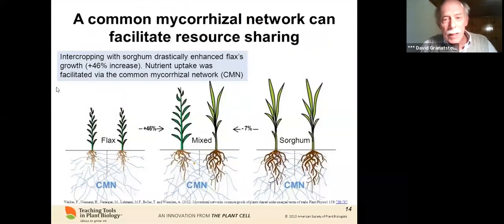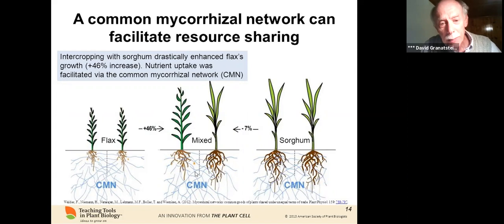And there are also things happening below ground. For example, here's a study that was done on intercropping flax and sorghum. When they put the flax in with the sorghum, flax yields went up 46%. Sorghum yields went down 7%. Often you'll see these kinds of things. It's not always a positive for everybody, but the net is significantly higher overall yield.